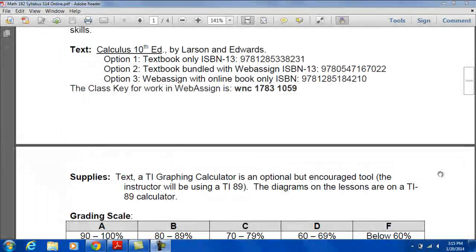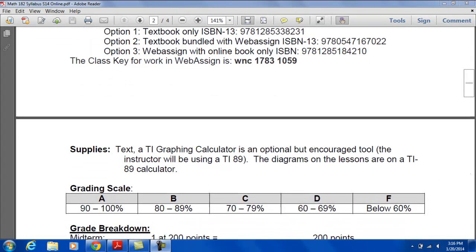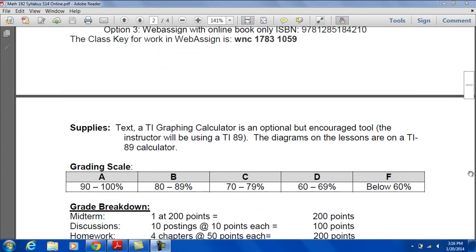Okay, so the textbook is Calculus, 10th edition, by Larson and Edwards. You have 3 choices for the book. You could just get the textbook. You can get the textbook bundled with WebAssign, and WebAssign is where you would do homework or tests online. Or you could just get WebAssign and there's an online textbook, and that's a cheaper route. You can also try WebAssign for a short time during a trial period. The class key for work in WebAssign is WNC 1783-1059.